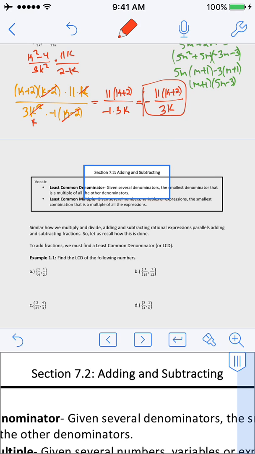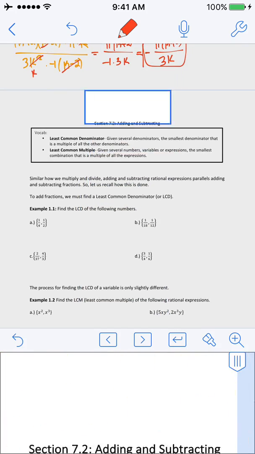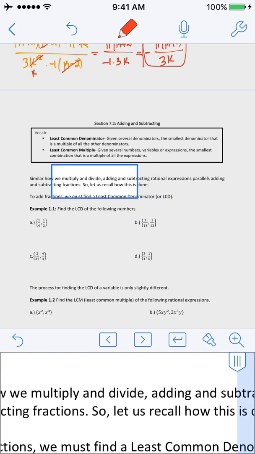Alright, section 7.2, adding and subtracting rationals. Once again, a lot of parallels to fractions. So, if you remember how to add fractions, this will be very, very easy. So let's start with how to add fractions.